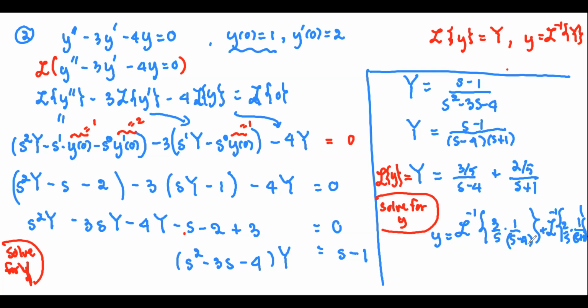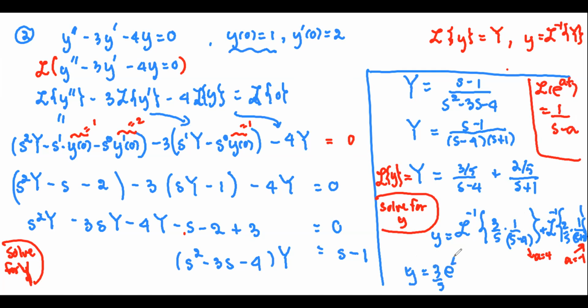From the pattern, again, the Laplace of e to the power at is 1 over s minus a. So we see the first fraction as s minus 4, in this case a equals 4. For the second fraction, a is negative 1. Now we have the solution as y equals 3 over 5 e to the 4t plus 2 over 5 e to the negative 1t. And this is our solution.